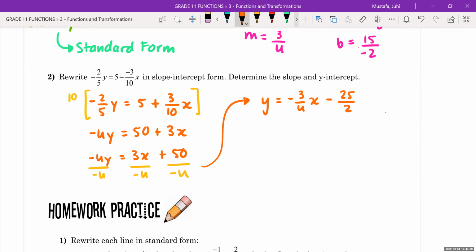And so from here, the question is asking us for what is the y-intercept and the slope. When it's in this form, it's very straightforward. You just read off the numbers. So whatever is attached to the x is the slope. And whatever is the constant is your y-intercept.